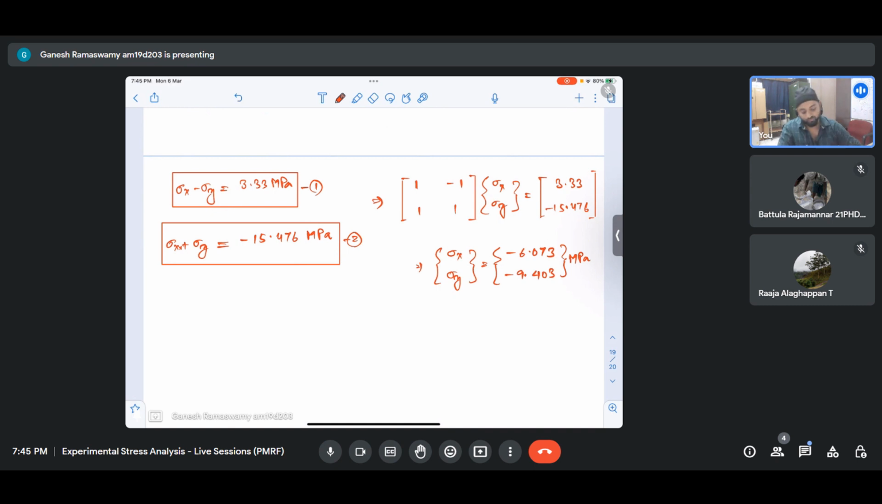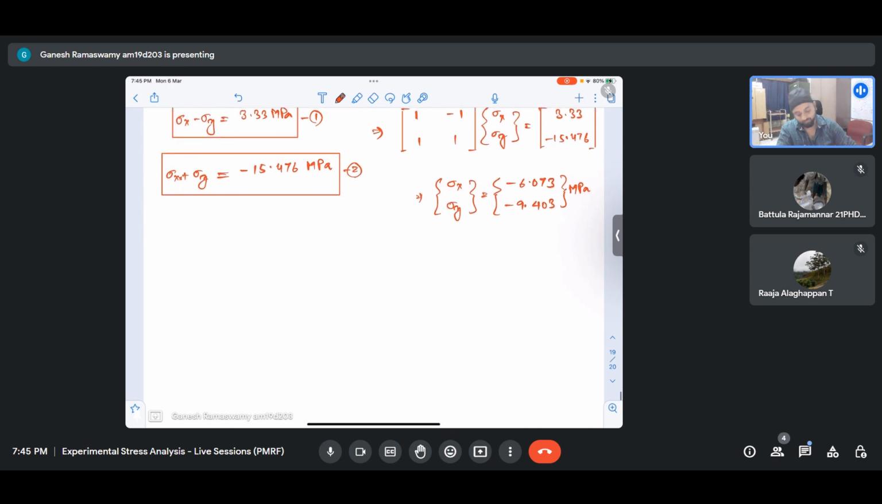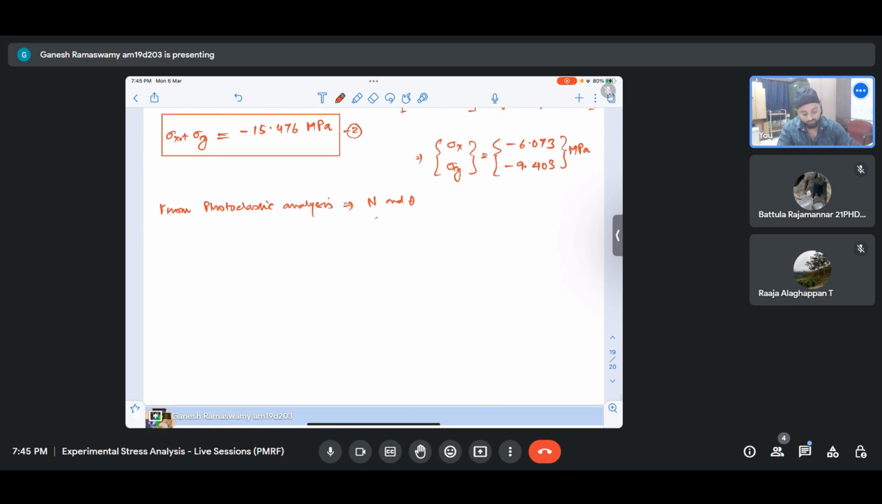So what was the requirement from this problem from photoelastic analysis? I was able to get n and I was able to get theta. From these I got sigma 1 minus sigma 2. Subsequently I got sigma x minus sigma y and I was able to get tau xy. Now the only thing that remains at this point is sigma x and sigma y separately.